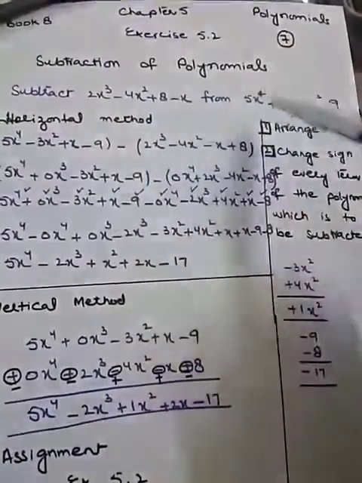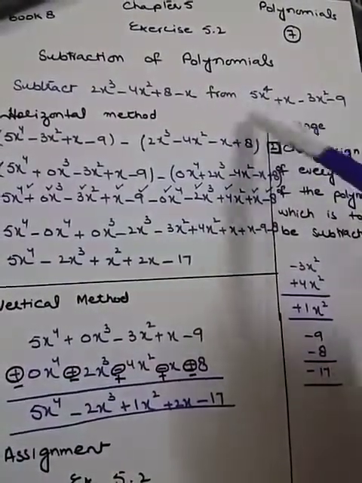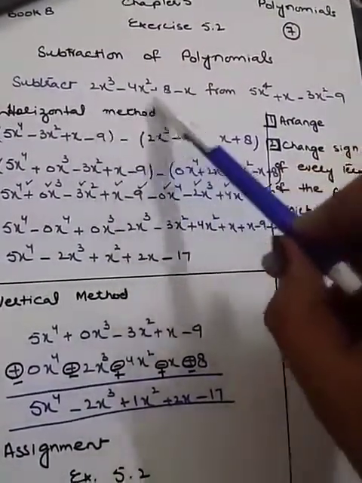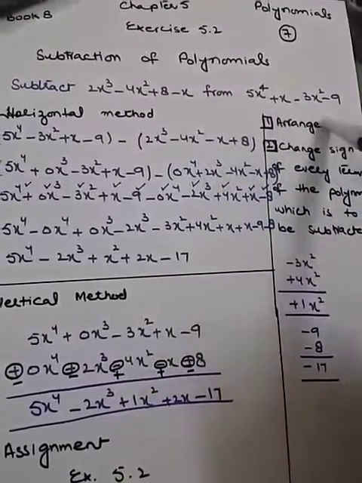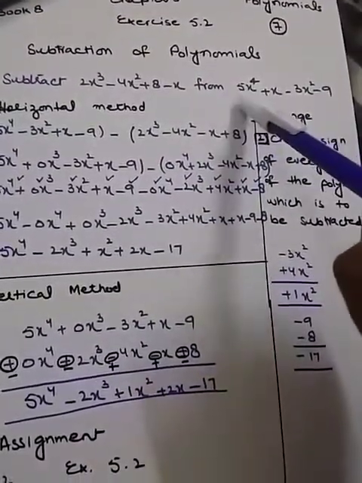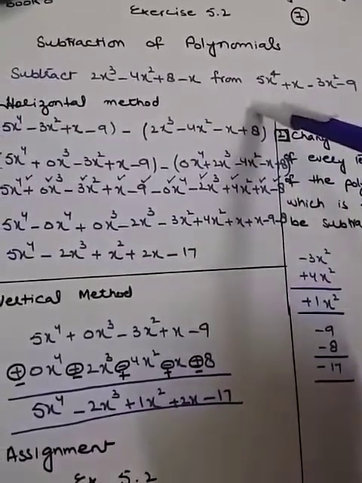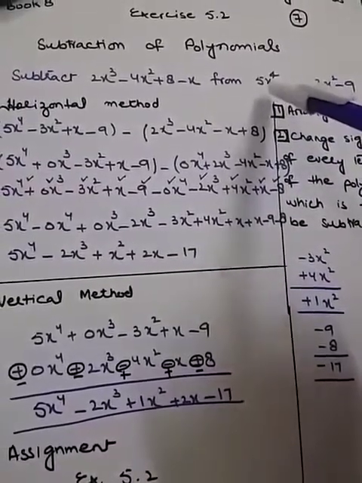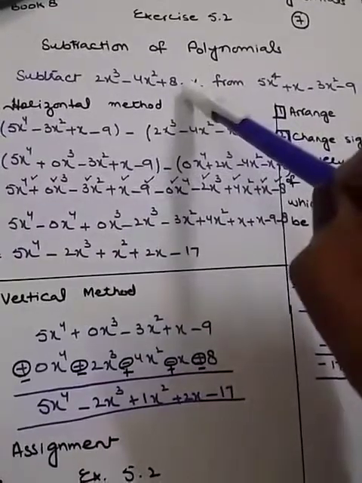Here you have two polynomials and the question is to subtract this from this. The expression which is with "from" will come first. This is your first step. You have to decide which expression you will write first, this one or this one.